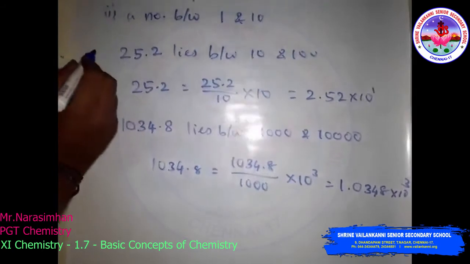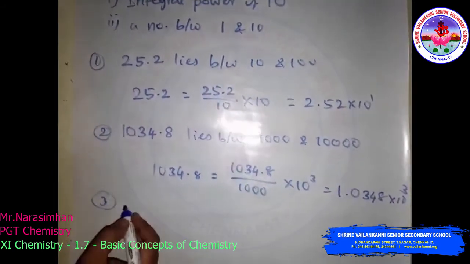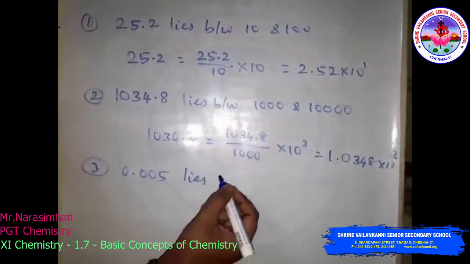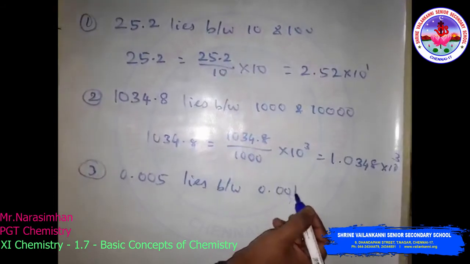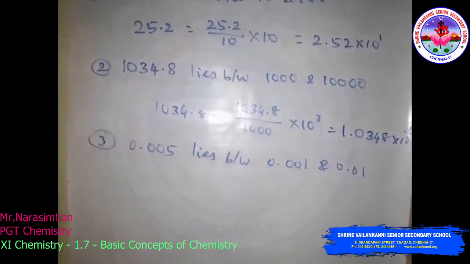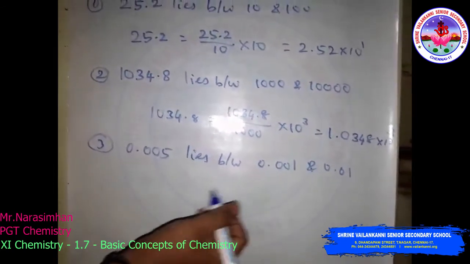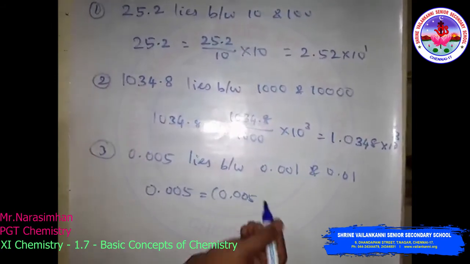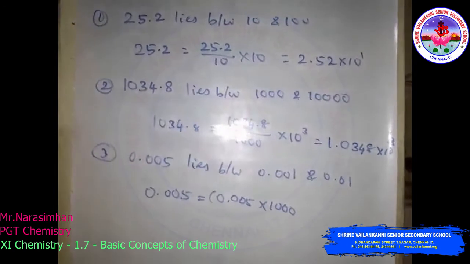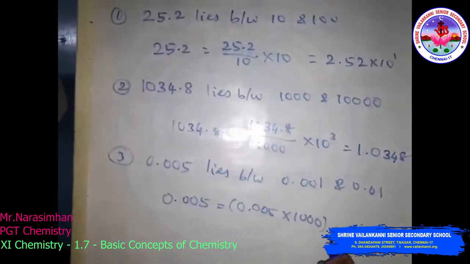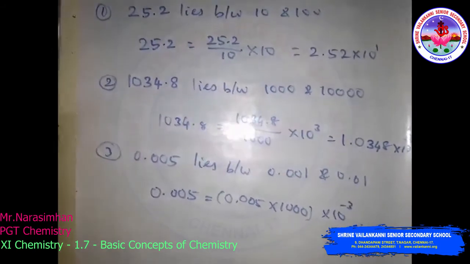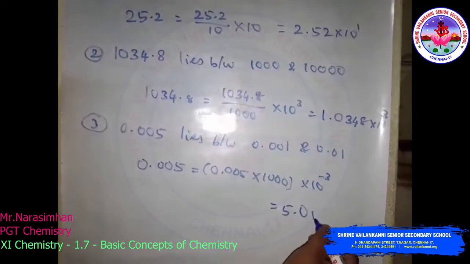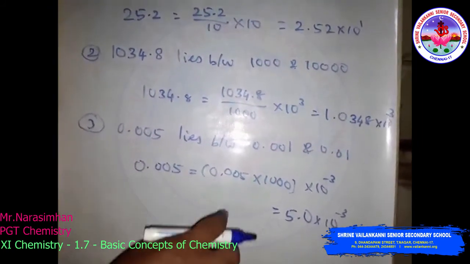In a similar way, take 0.005. This value lies between 0.001 and 0.01. So we can write 0.005 is equal to 0.005 into 1000, into 10 power minus 3, as we already saw. So the final value will be 5.0 into 10 power minus 3. So this is the standard form of this value.